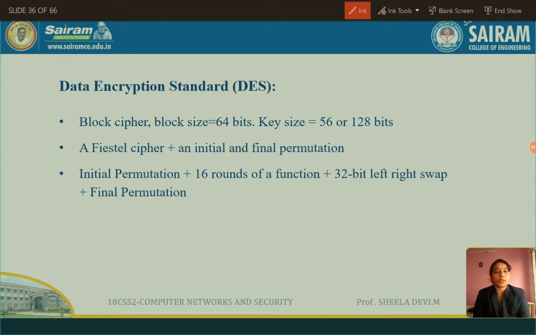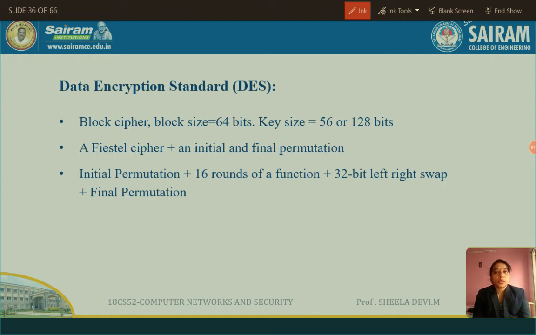What is Feistel cipher? It is nothing but a combination of permutations and substitutions. Why we need this combination of permutations and substitutions is to rearrange the data, to make the data complicated and then encrypt the data, so that it will be very difficult, very complicated for the unauthorized person to get the data from the network after the encryption process is over.